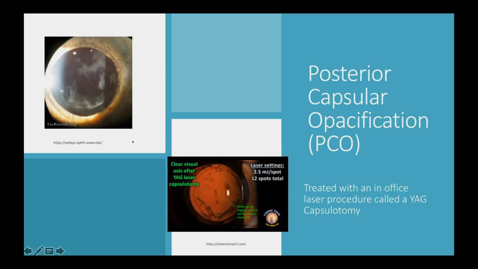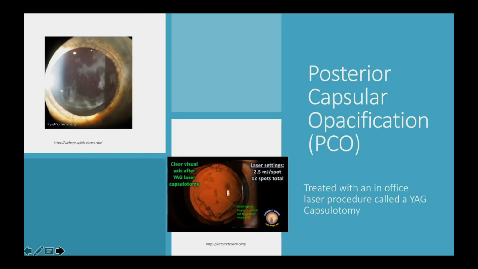It's called a YAG laser capsulotomy, where essentially we use a laser to break up that scar tissue or membrane and create a clear central opening, so that your visual axis is clear again and you can see clearly again. And this is just a 5 to 10 minute procedure done in the office. You get it done, you go home the same day, no restrictions.